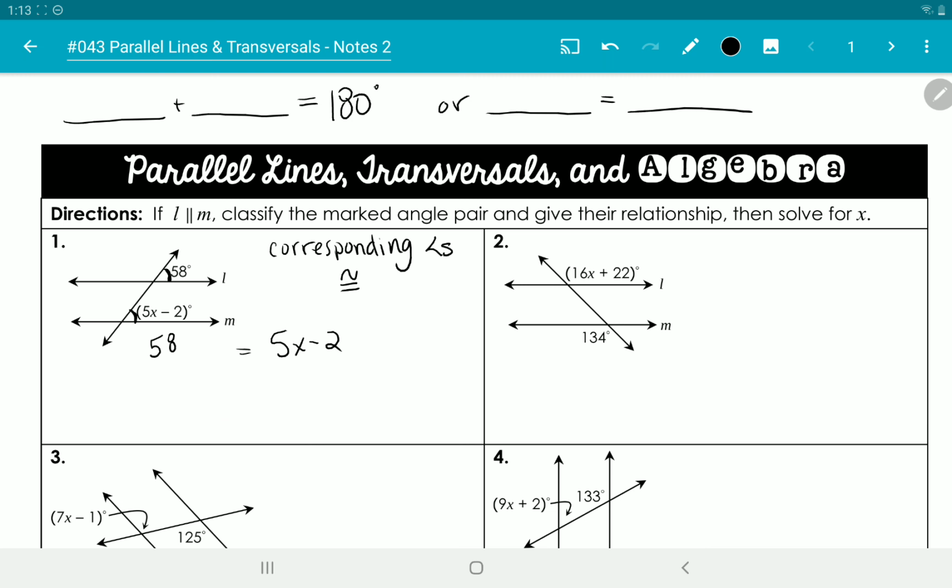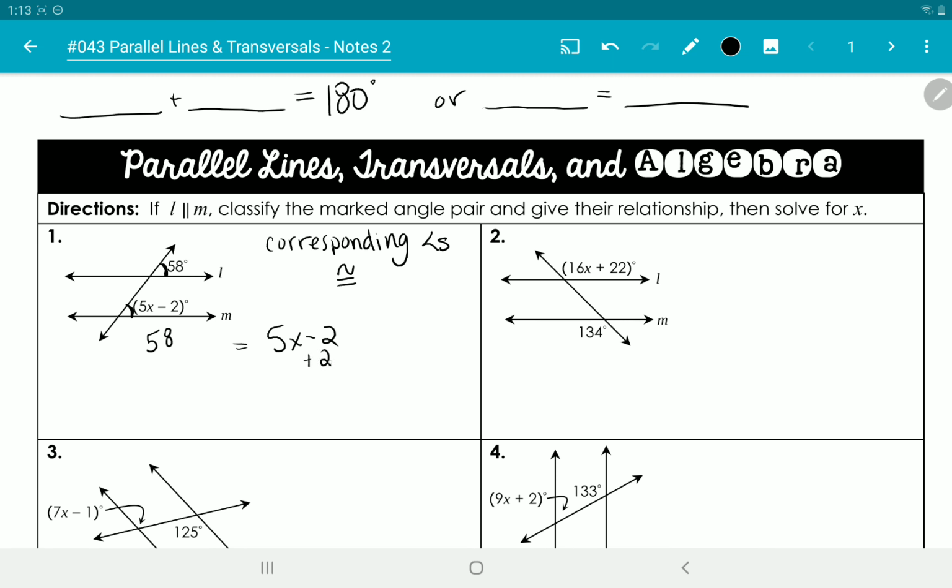Now we just have to solve for x. So I will add 2 to the other side to get an x on its own. So we get 60 equals this 5x, because those cancel. Okay? But then we need x on its own, not 5x. We'll divide by 5 since it's being multiplied by 5. Those will cancel out. And if you divide 60 by 5, you're going to get 12.